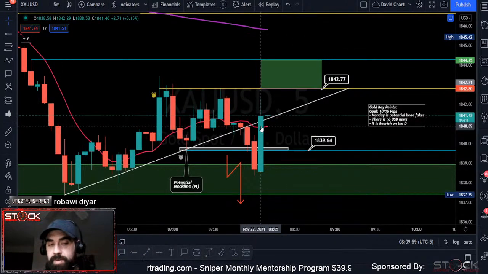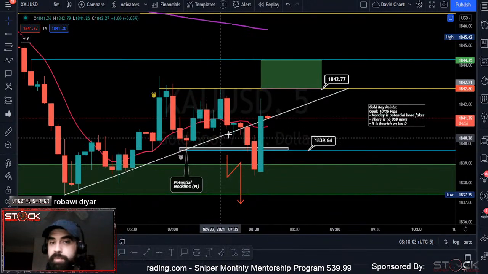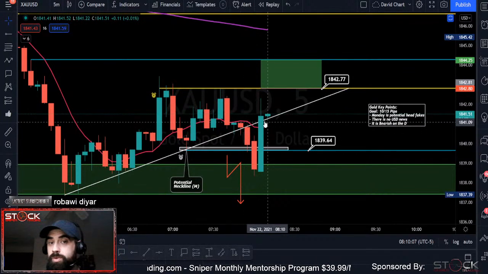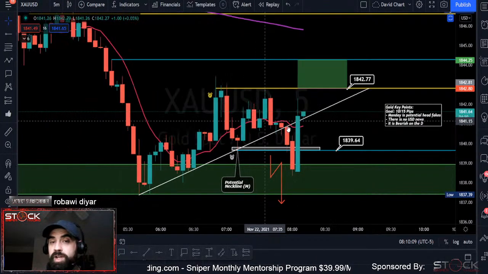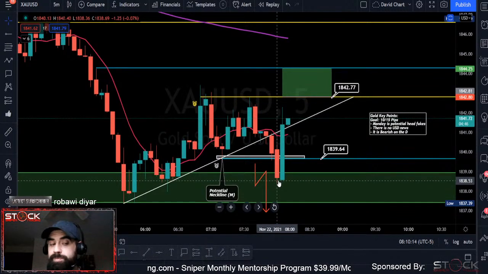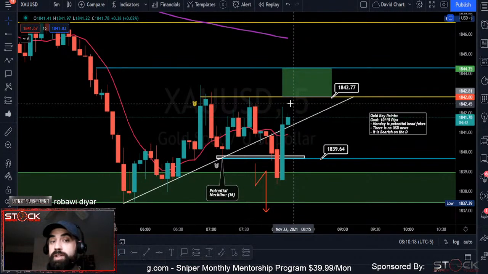You see now how they pushed it right back above that overall 5-minute uptrend? Gold loves its trends, guys. So we know that there's a lot of buyers having their pending orders in there. Remember we talked about that? Now they're starting to get a massive push.